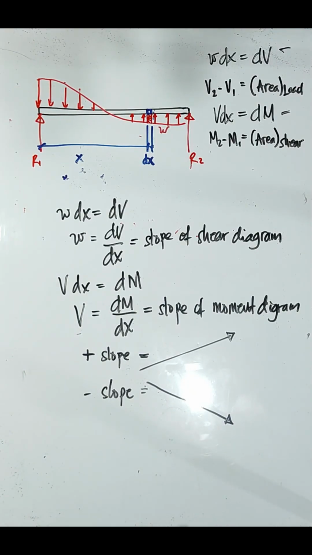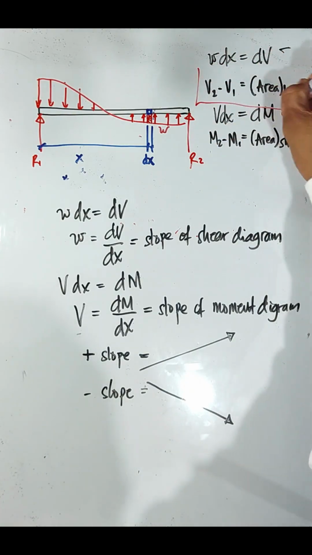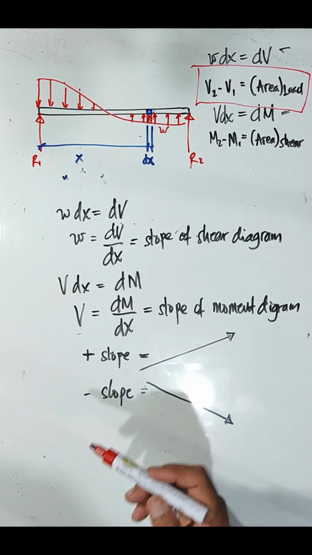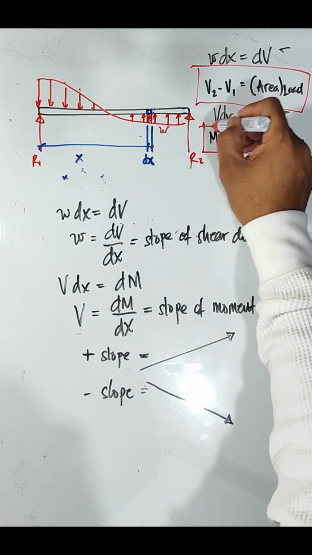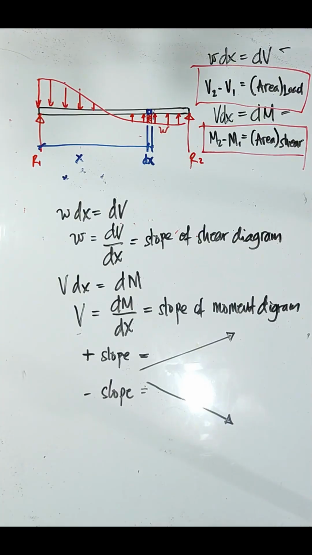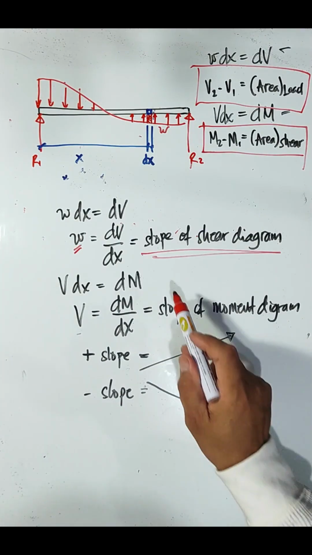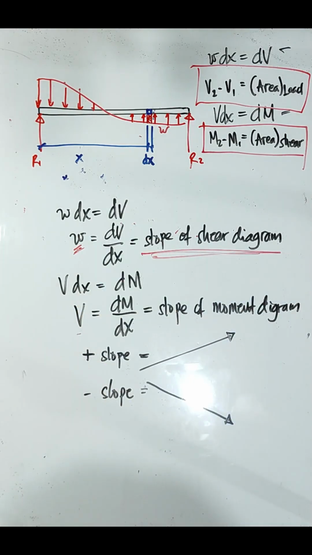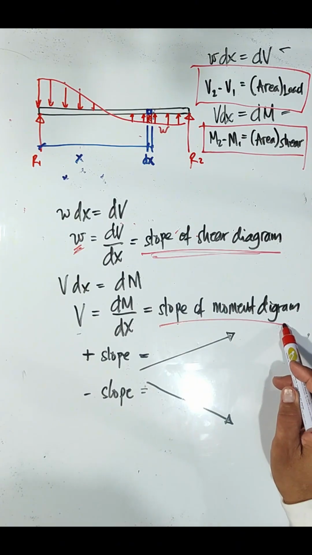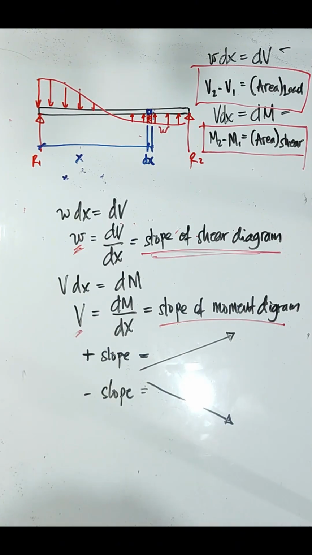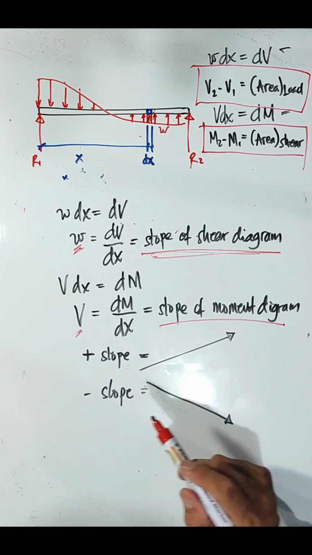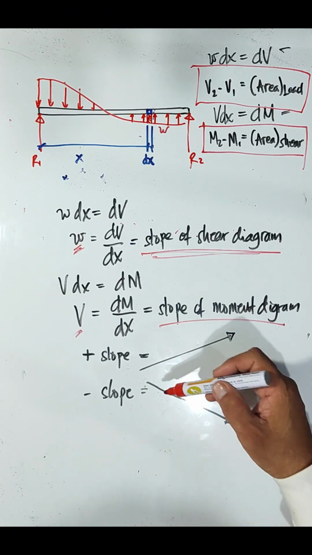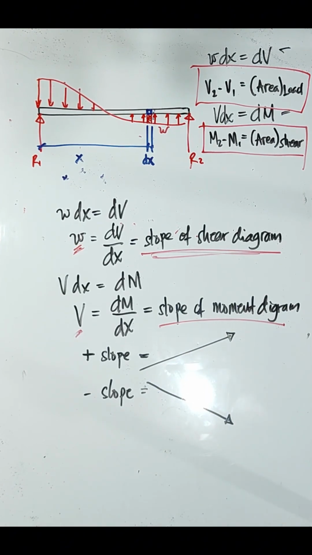So the things we need to remember: the change in shear in the shear diagram is the area of the load. The change in moment in the moment diagram is the area of the shear. The slope of the shear diagram is the intensity of the load. The slope of the bending moment diagram is the magnitude of the shear. Positive slope is going up from left to right, and negative slope is going down from left to right.